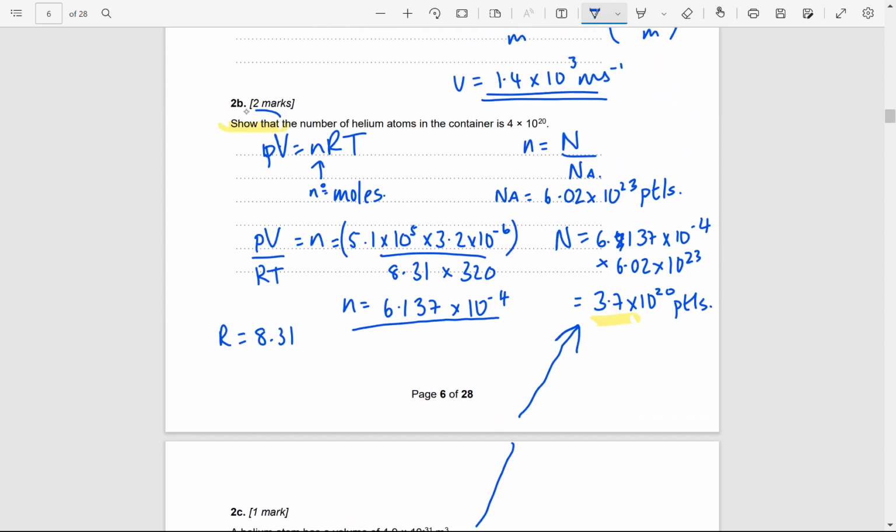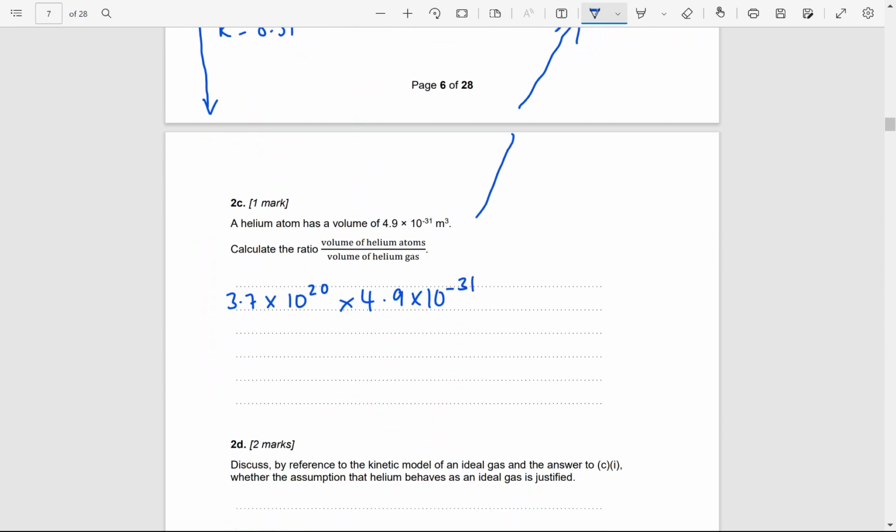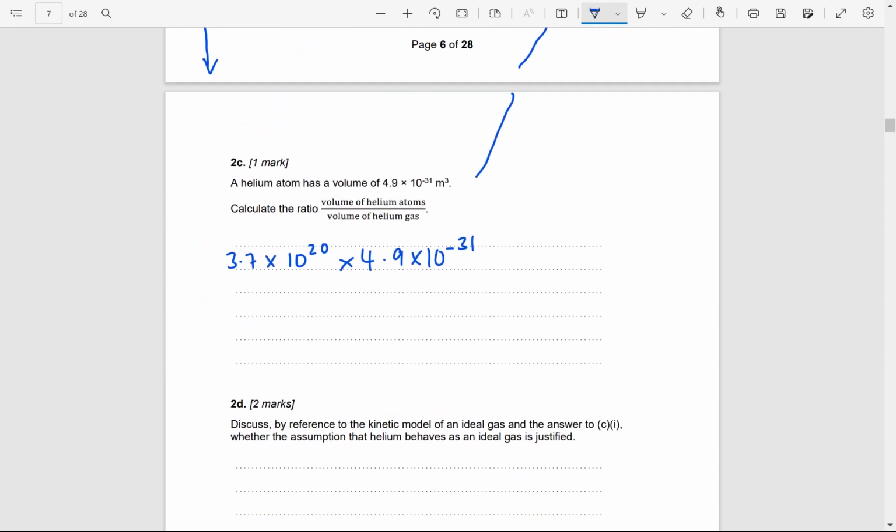If you get a show that, it's probably going to be needed, that number, 4 times 10 to the 20, is probably going to be needed in the next question. So if you're not using that number in the next question, you're probably missing something. They put it there because you're going to need it in the next question. And if you don't get the answer right, like 3.7 times 10 to the 20, you could still use the 4 times 10 to the 20.